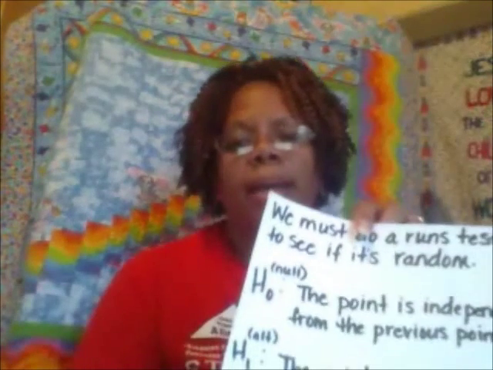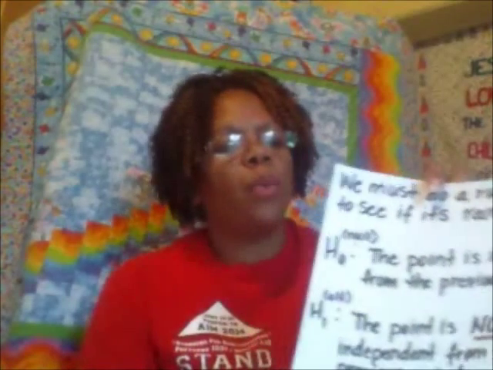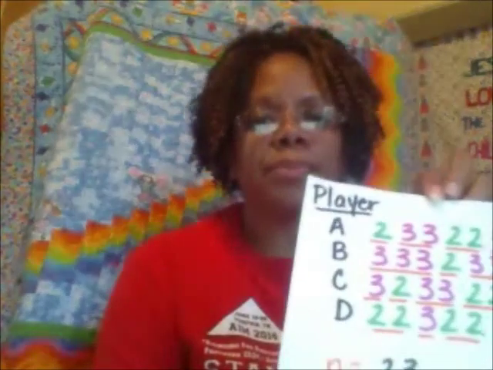First, we must state our null hypothesis, which says the point is independent from the previous point. H sub 1, our alternative hypothesis, is that the point is not independent from the previous point. Then we want to find n, which is the total sample. N sub 1 is the number of observations of one type, and n sub 2 is the number of observations of the other type. So going back to the players, to find the runs test, we have the players again.